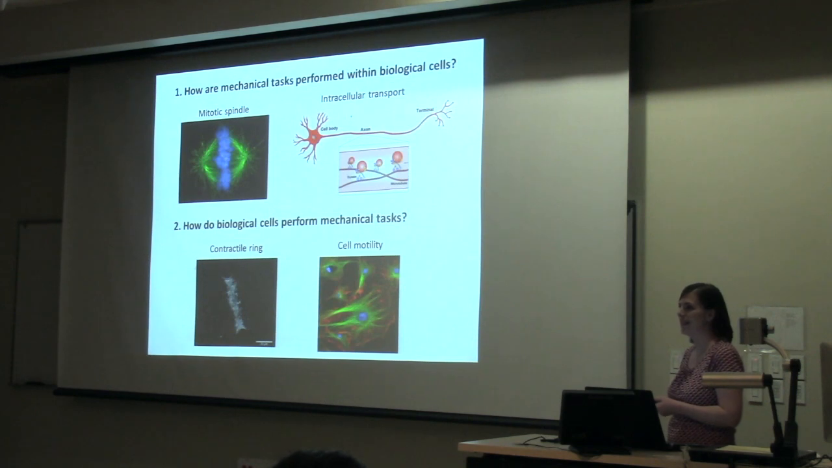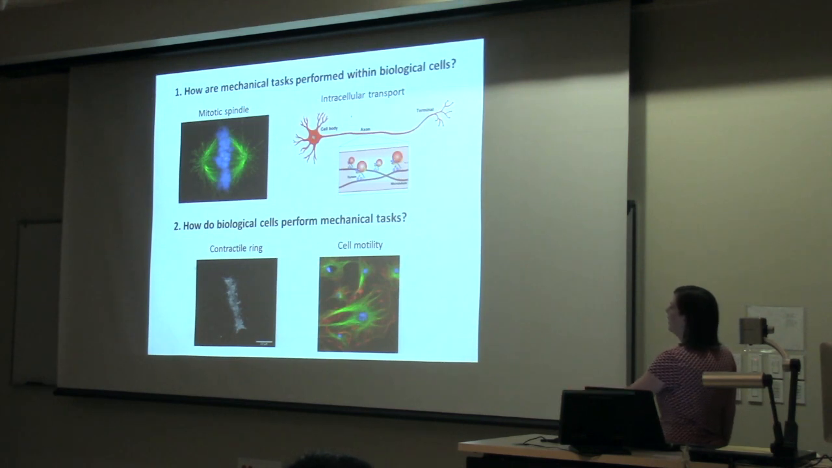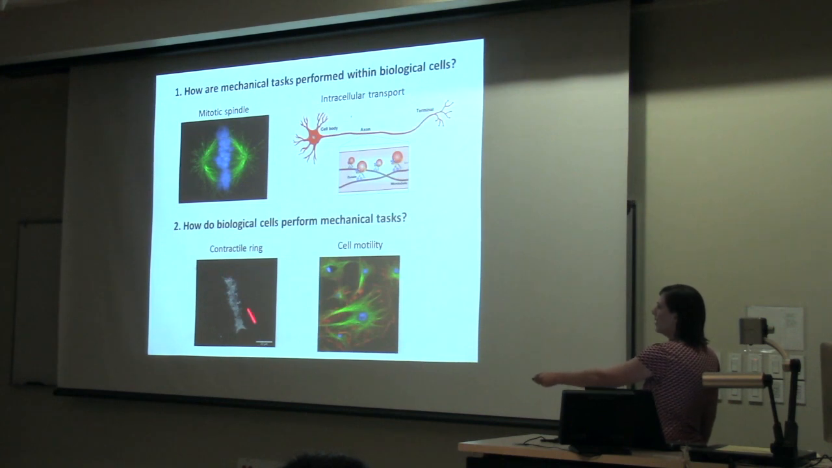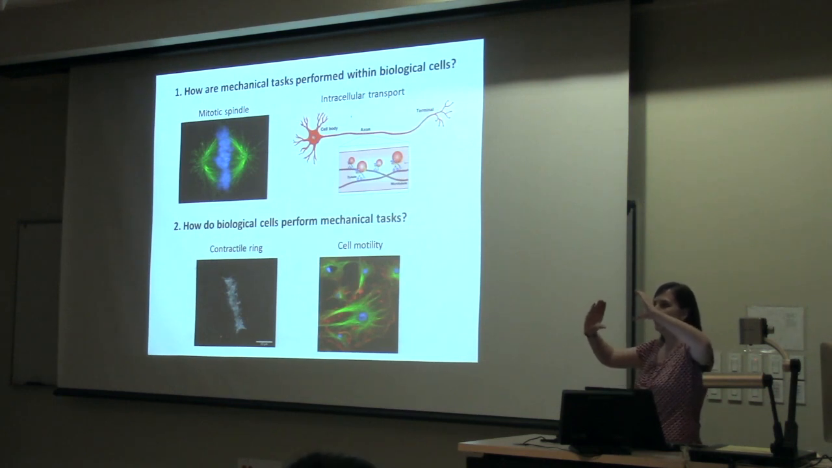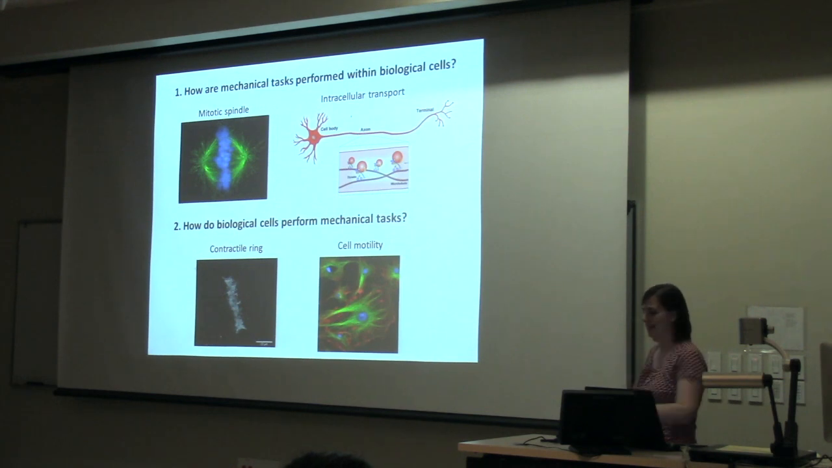I'm also interested in forces and movements happening on the cell scale. How do biological cells perform mechanical tasks? One example would be during cell division, when a cell needs to physically divide. This image shows a contractile ring, which is a bundle of filaments that forms around the perimeter of a cell, and then this bundle contracts and pinches the cell off into two separate daughter cells. There are a lot of physical questions in understanding how that whole process happens.